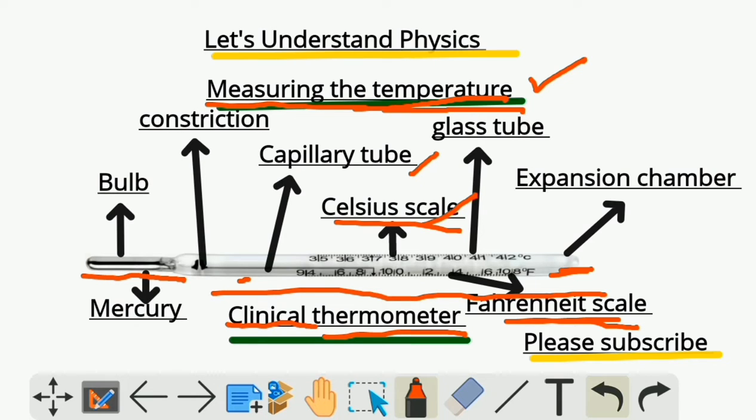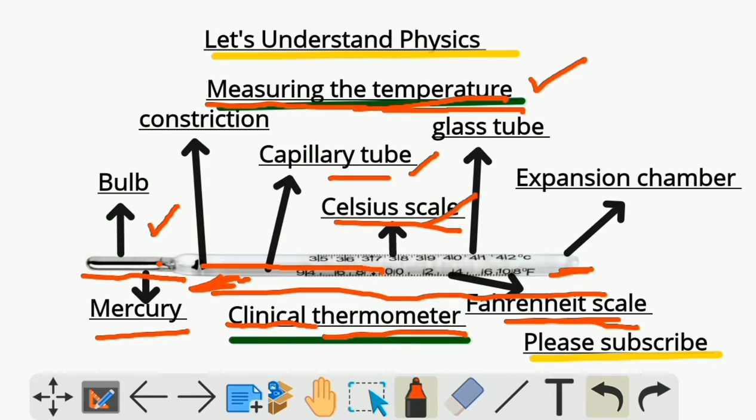Now after these two scales, you have a small gap which is called the expansion chamber. What will be expanded here? The expansion is for mercury. In this bulb there will be mercury and there will be a small capillary tube in the glass tube. Whenever this bulb comes in contact with a hot body, generally it is used for clinical purposes. So when human beings get fever, we keep this under the tongue for 1 minute so that this bulb will start capturing the temperature, and the mercury inside the bulb will start expanding inside the capillary tube.